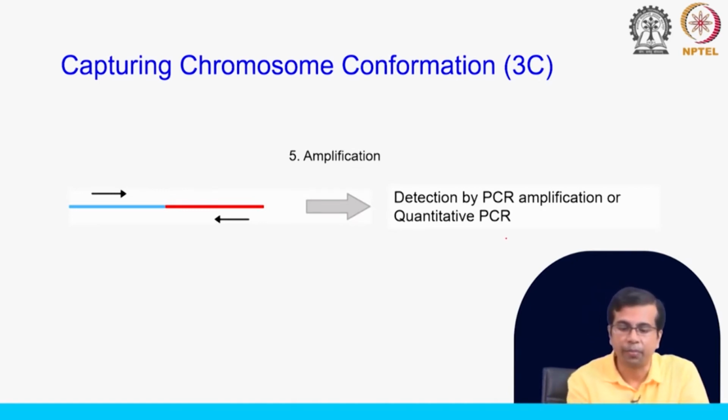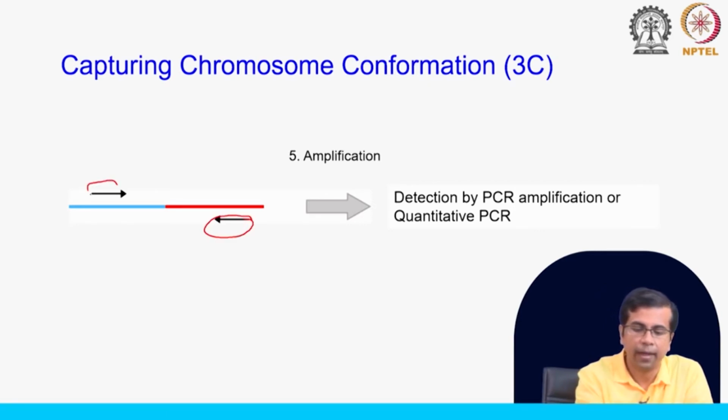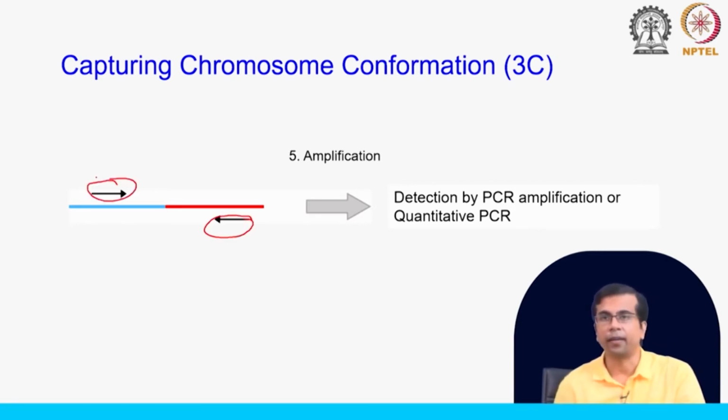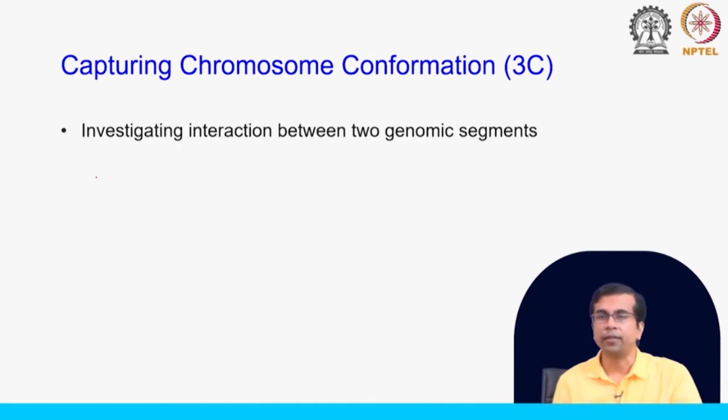Once we linearize the DNA, we can then amplify. We can use these primers in black, and we can detect by PCR amplification or by quantitative PCR. If two regions are interacting, you will see a PCR band or a signal in quantitative PCR, and then you will infer there is interaction between these two genomic regions. Now, as you realize, this method can be applied when you have a hypothesis, when you want to investigate interaction between two genomic segments.